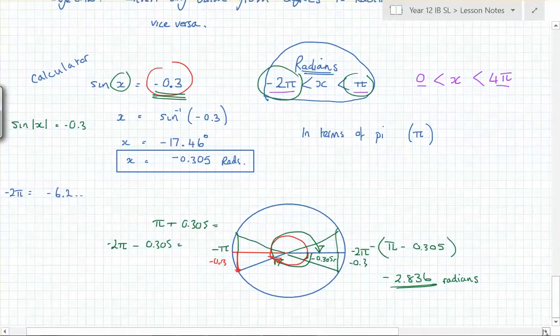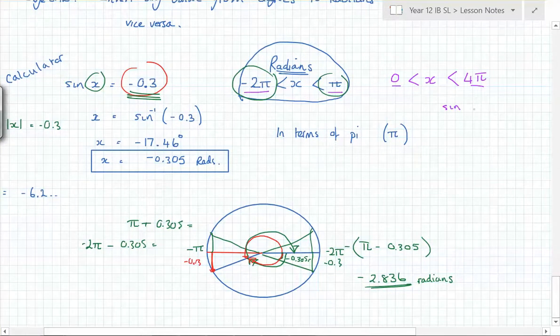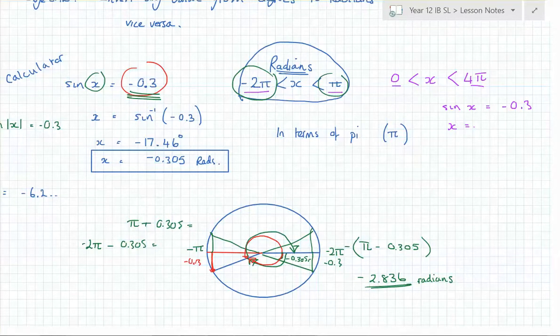So again, I've got sine of x is negative 0.3, but I only want a domain between 0 and 4 pi. So I want to know what x values, again in radians, can I use. And the numbers are all there, we don't really need to work anything out, but what would we say? What answer does your calculator give you again? Negative 0.305. And does that fit in the domain? No. So I just want you to be aware of that.